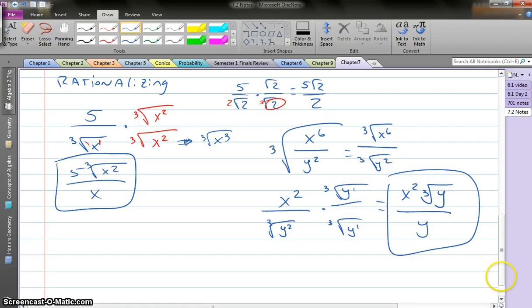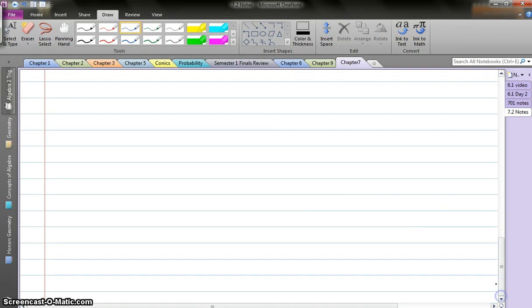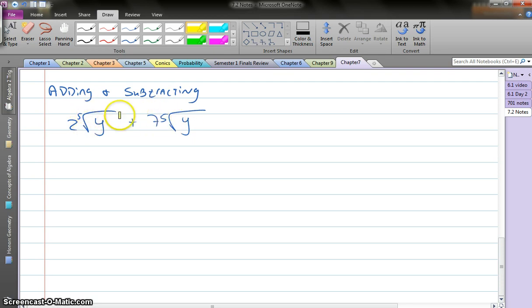Now, adding and subtracting square roots, cubed roots, fourth roots. So let's say we have 2 times the fifth root of y plus 7 times the fifth root of y. Just like before, it's important that your roots match. So here our fifth roots match, and because they match, we can add the coefficients in front.